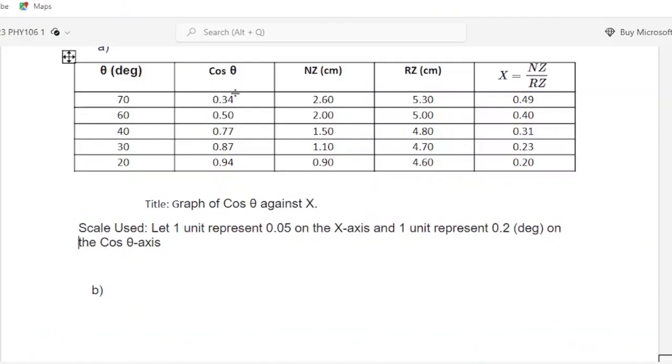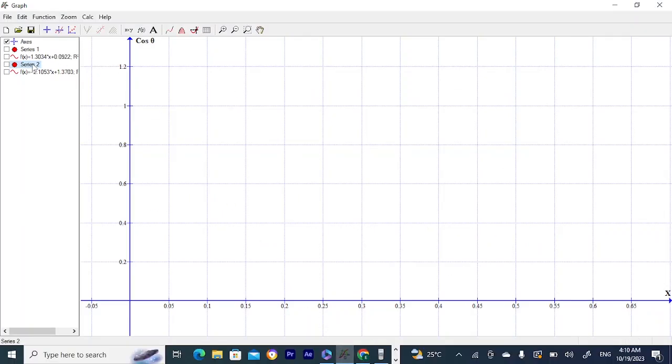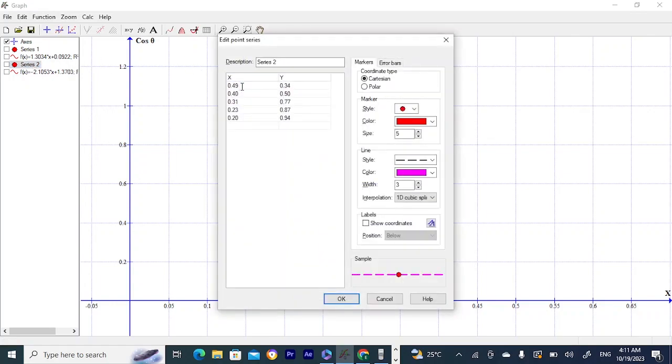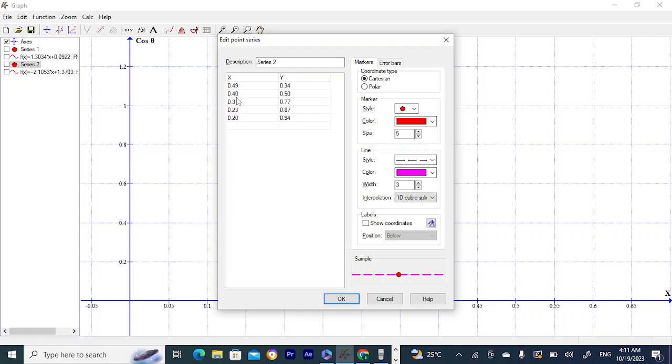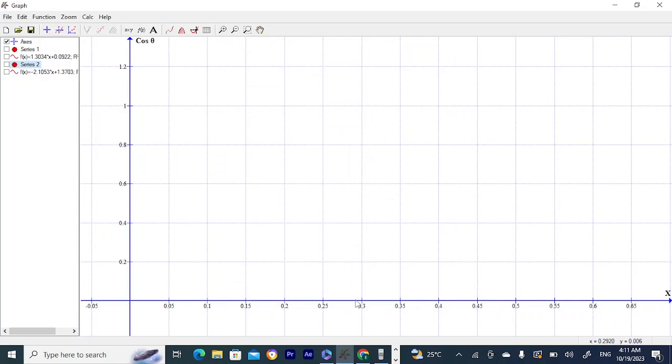So if I'm plotting this, at cos theta equal to 0.34, my x is 0.49. Remember, x represents the x-axis, right? When x is 0.49, cos theta, which is the y-axis, is 0.34. So you can see here. When x is 0.4, cos theta is 0.5. As you can also see here, when x is 0.4, cos theta is already 0.5. So I've inputted all of these values. I'll just go ahead and OK it.